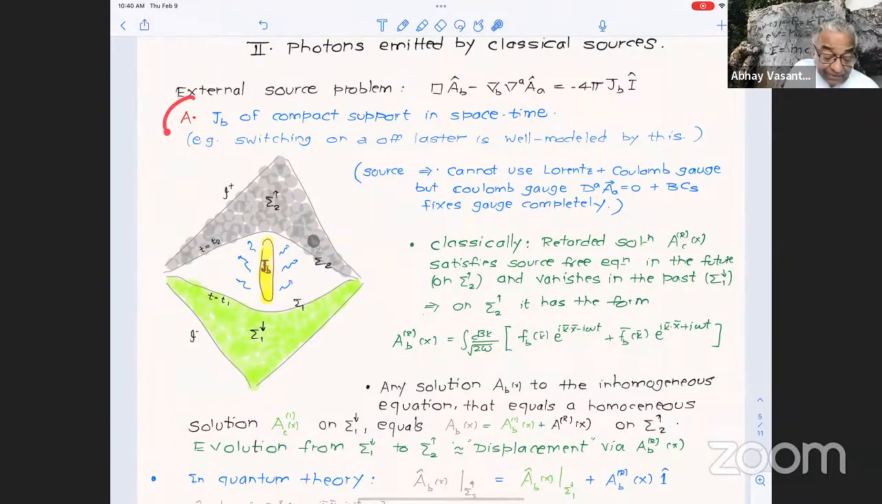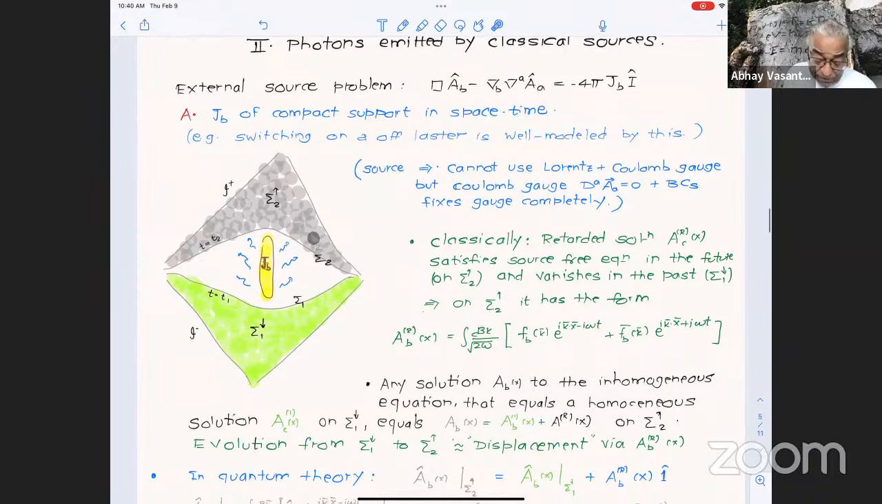Let me consider the simple case first, when the source is of compact support, like a laser beam or like the sun, which rises in the morning and sets in the evening. We can just model it as a source of compact support in space-time. Now, in the presence of sources, we cannot use both Lorentz and Coulomb gauge because it is just not consistent with the presence of sources.